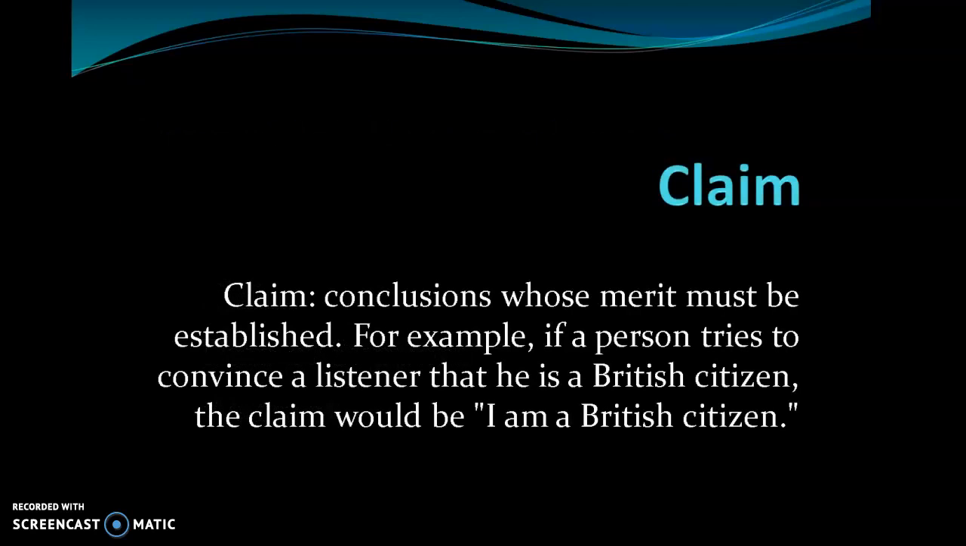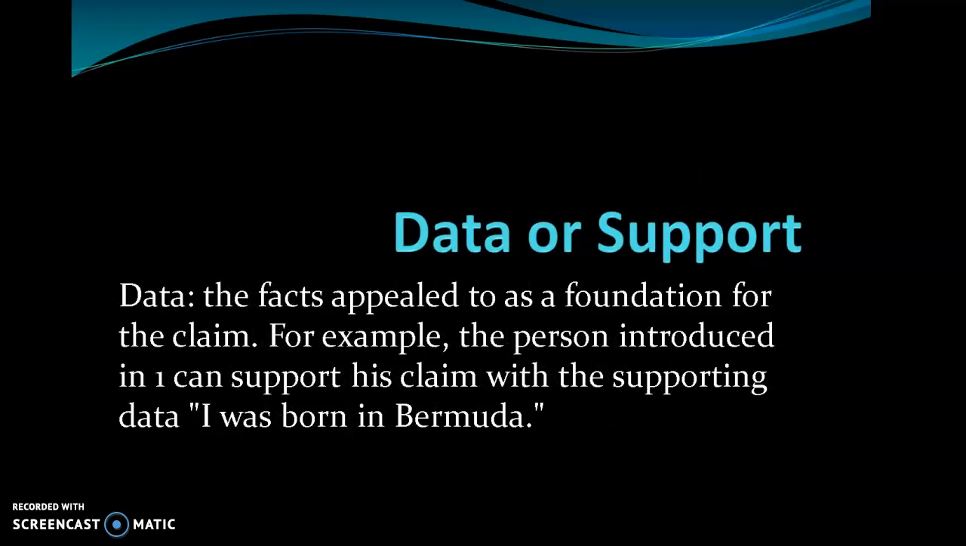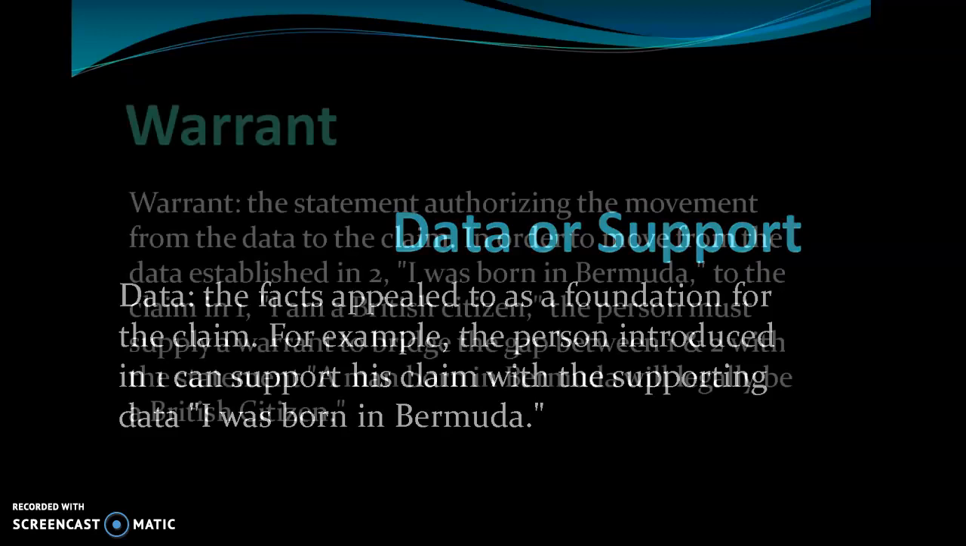So the claim is easy. It's essentially the thesis. The claim is the conclusion that you want the reader to reach after engaging with your argument. The data or support is the evidence that we use. It's the logic, emotion, and credibility of our sources that helps the reader reach that conclusion. It is evidence for our claim, in other words.